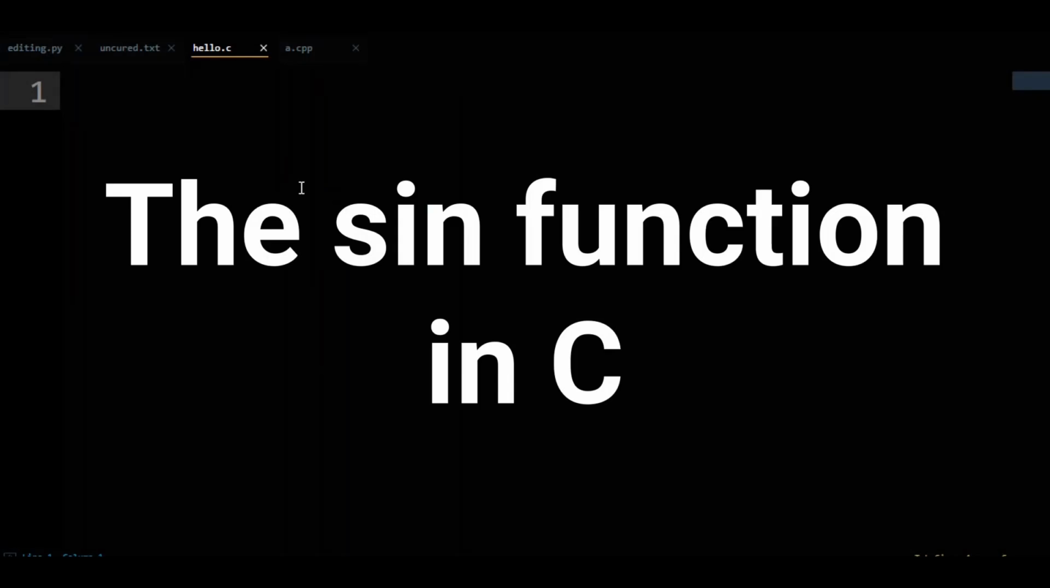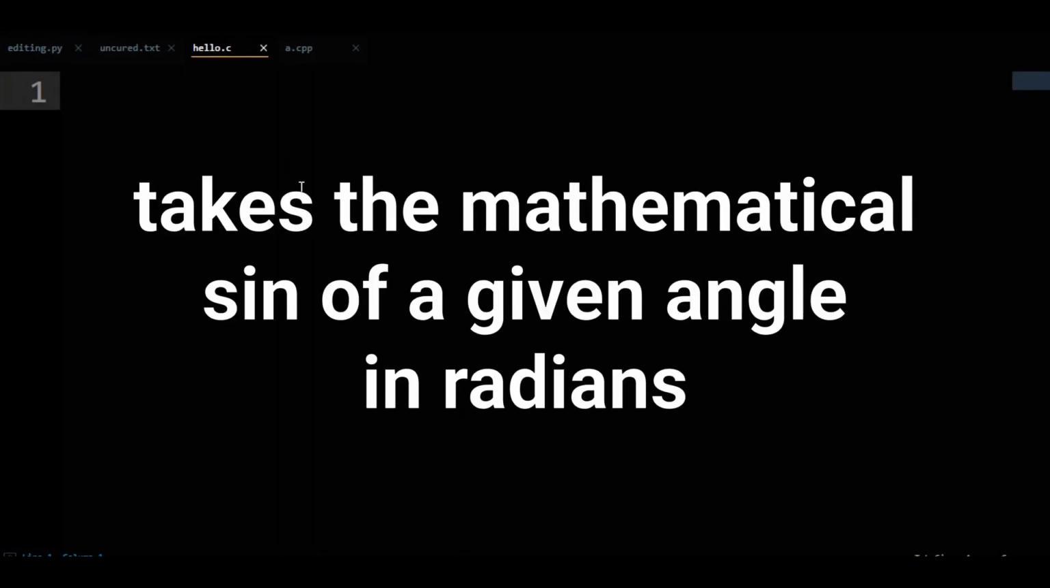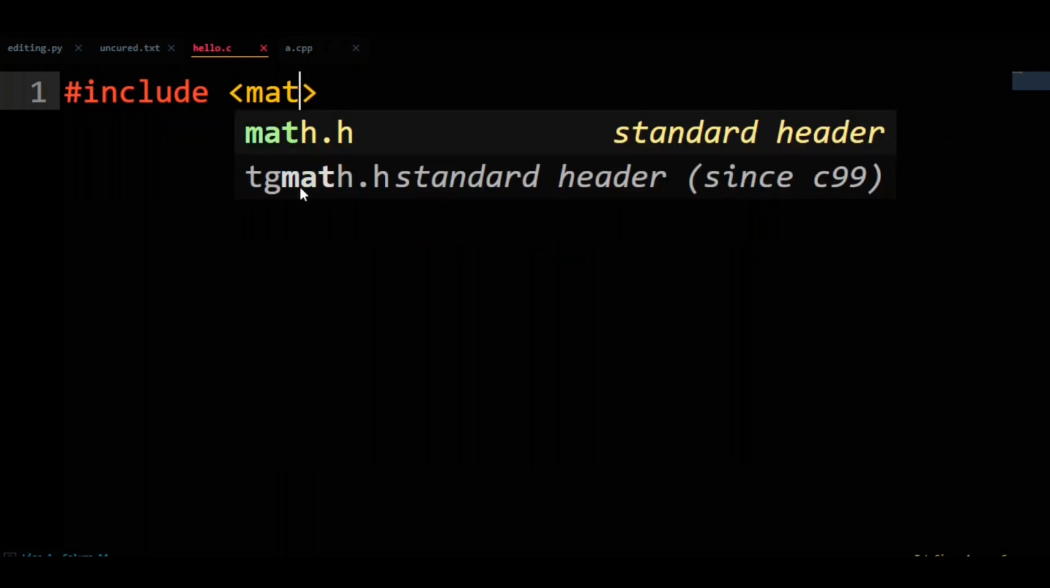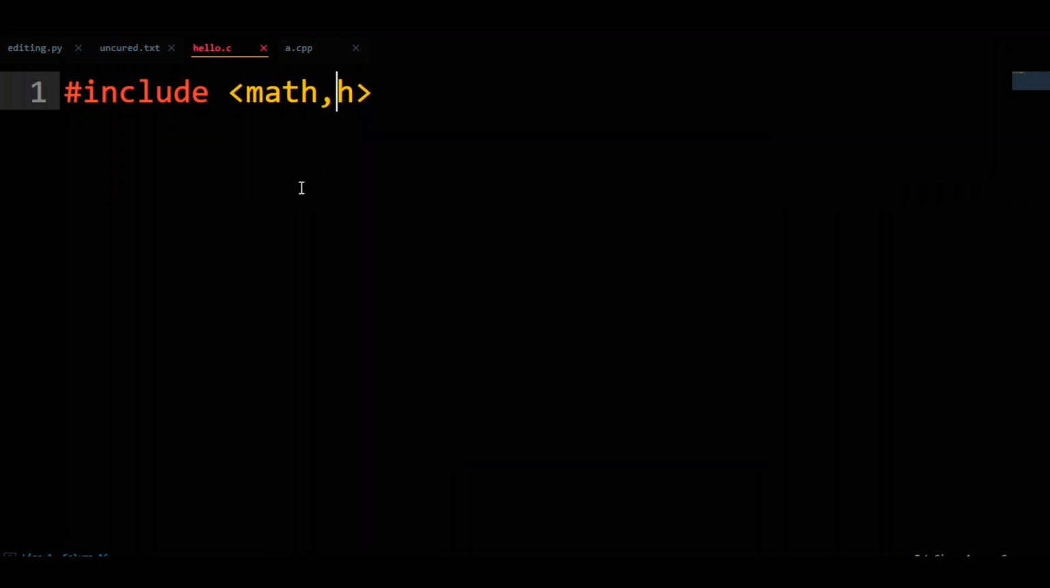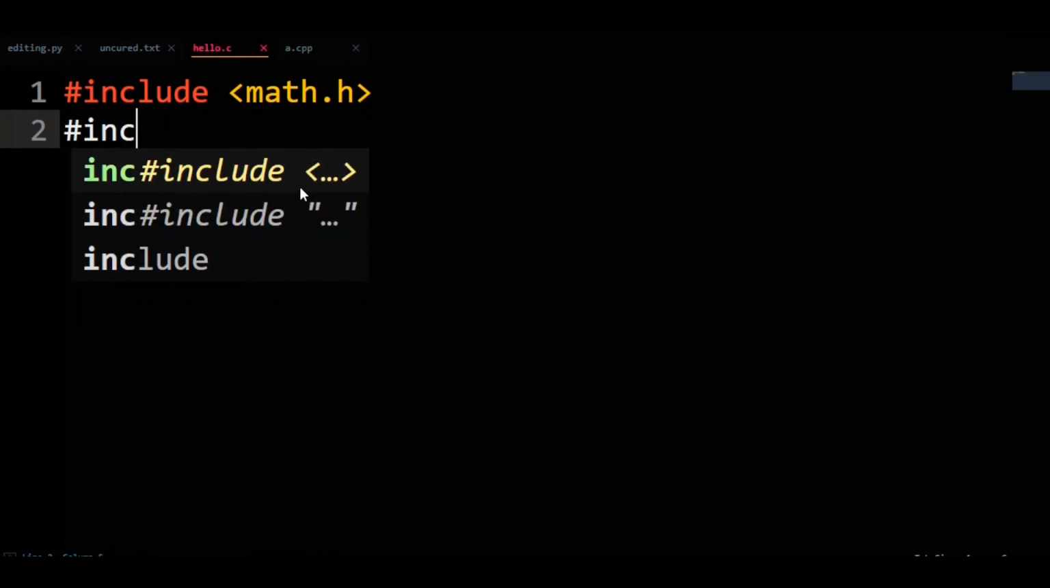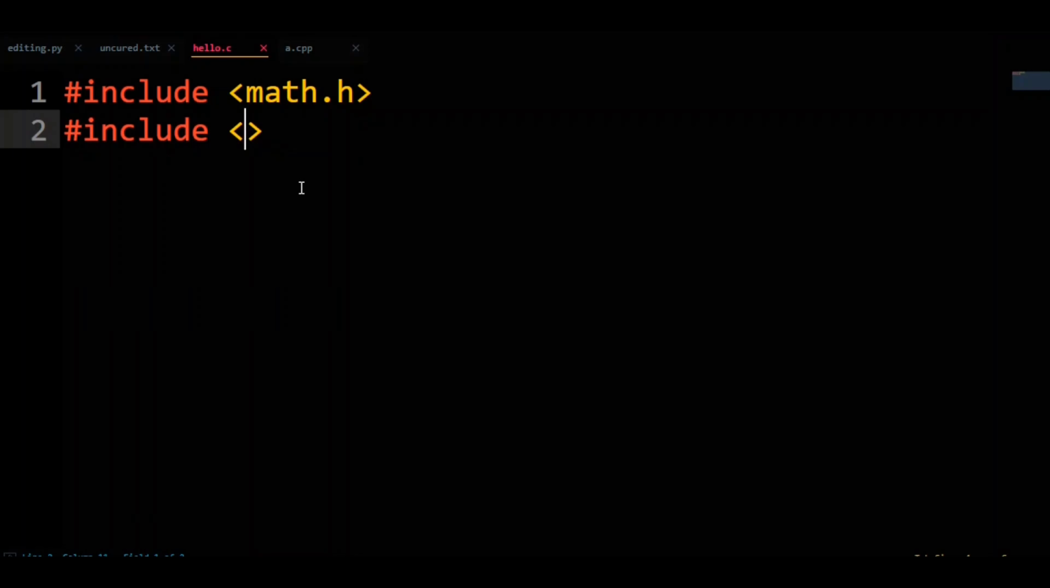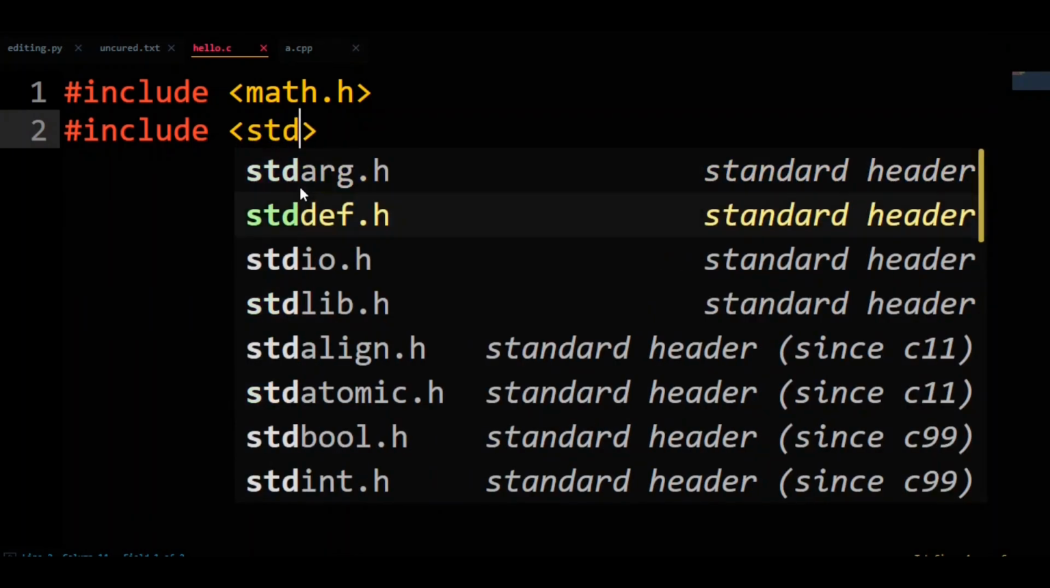The sine function in C takes the mathematical sine of a given angle in radians. Sine is in the math.h header file. Let's #include math.h. We will also want to print our answers, so #include stdio.h.